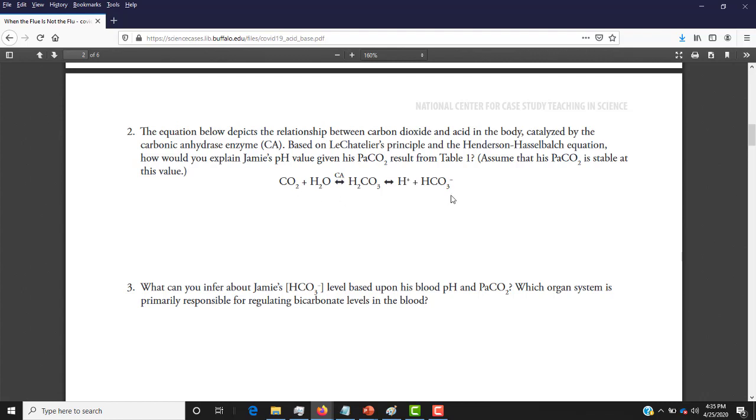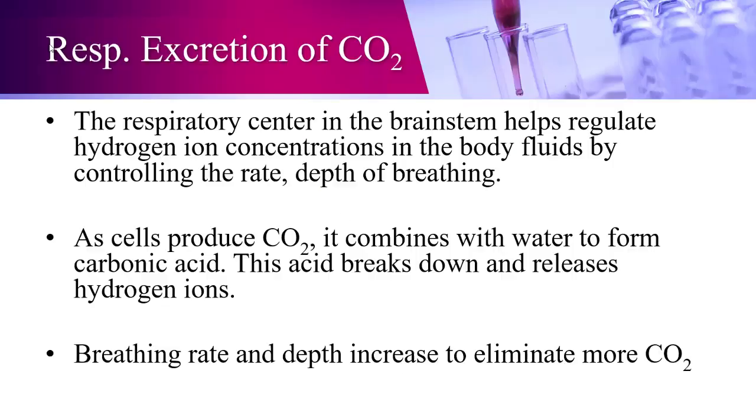But this equation here is something that we have already talked about in our class. It wasn't presented to you in this way, but we have talked about this. So what this is, carbon dioxide plus water gets catalyzed, or sped up, by the carbonic anhydrase, to create carbonic acid. Carbonic acid will break down to hydrogen ion and bicarbonate. So this process we've already discussed here in chapter 26 when we talked about the excretion of carbon dioxide.